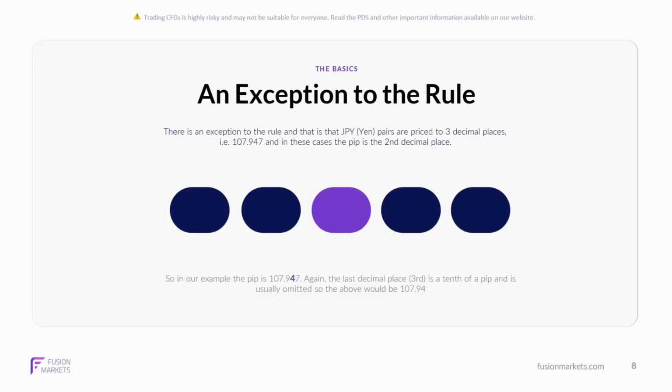Okay, so there is an exception to the rule, and that is when we are talking about yen pairs, or pairs with JPY in them. And they are priced to 3 decimal places, okay, i.e. 107.947. And in these cases, the pip is actually the 2nd decimal place. So in our example here, 107.947, it's actually the 4 that's the pip, okay? So it's 107.94, that would mean 94 pips. And again, the last decimal place is the pipette, or the tenth of a pip, so that would actually mean 7/10 of a pip. But that's generally omitted, and you're more likely to see 107.947 written as 107.94.